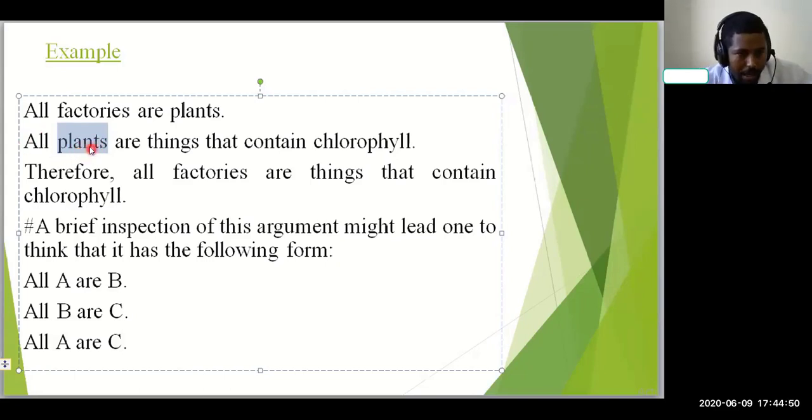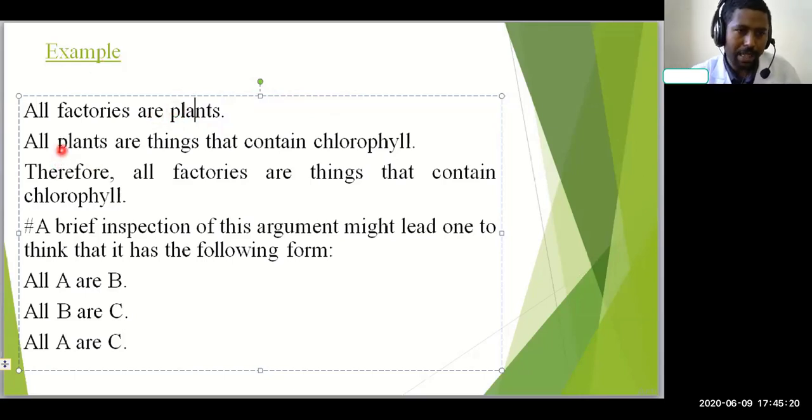There is a second plant. So these are two different words with two different meanings. In the first premise here, all factories are plants, plant refers to the building where the manufacturing is being made. You see all factories, the equipment within the factories.